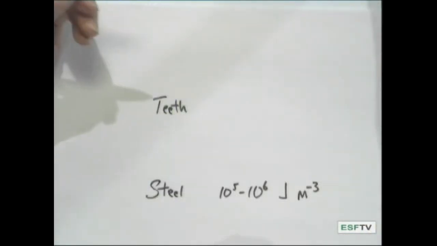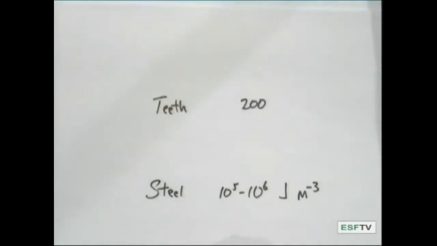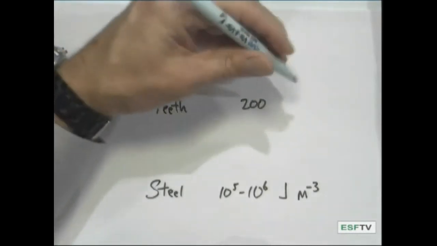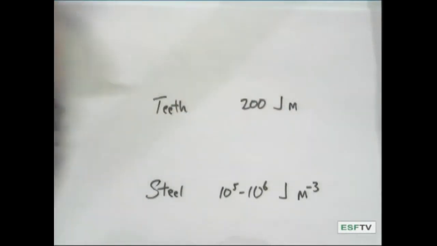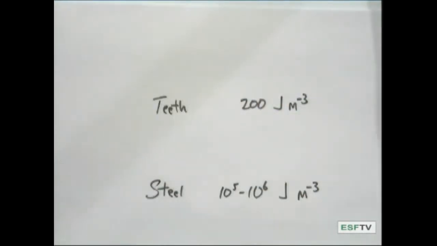Teeth are very, very tough. They're very stiff, but they tend to fail quite easily. And anyone who's been hit in the mouth with a rock or something has experienced this quite directly. If you look at the work of failure of teeth, you find it's quite a bit smaller.